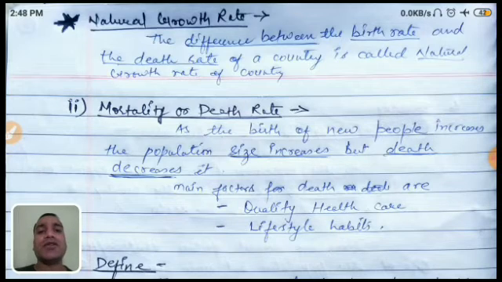Next time we will discuss the factors affecting the population density.